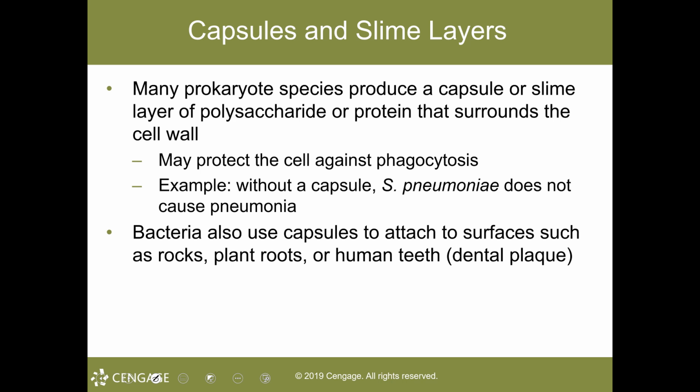So a number of prokaryote species produce a capsule, or that slime layer of polysaccharide or protein that surrounds the cell wall. So this is to protect the cell against phagocytosis. So without the capsule, class, bacteria do not cause pneumonia. Of course, they can also use the capsule to attach to surfaces such as the dental plaque on your teeth, plant roots, or even rocks.